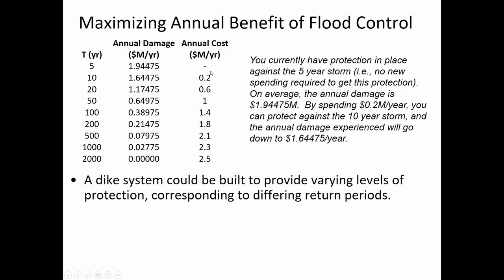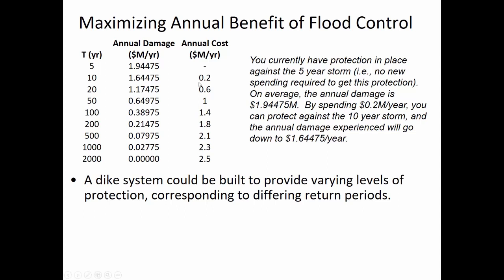But on average, right now, with the 5-year storm protection that we've got, we experience $1.94475 million of damage per year. So that is the amount of damage that comes to us from all of the storms that's larger than the 5-year storm. So remember that even if you provide protection against the 5-year storm, you're still threatened by the 10, the 25, the 50, and all of those other big ones. And so what this annual damage represents is all of the storms that are larger than the row that you're on. So if we have 5-year protection, we don't have protection against all these other storms. Now, since we already have 5-year protection, it costs you nothing to get it because it's already owned.